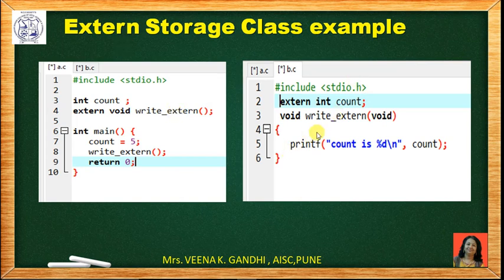Now in b.c, #include stdio.h. Here I use extern int count. This tells that this count variable is already defined in another file having global scope. So in this file we write the function void write_extern(void), with printf count is %d backslash n, count. So it will print the value of count as 5. So when we want to share a global variable or a global function between multiple files, we can use the external storage class.